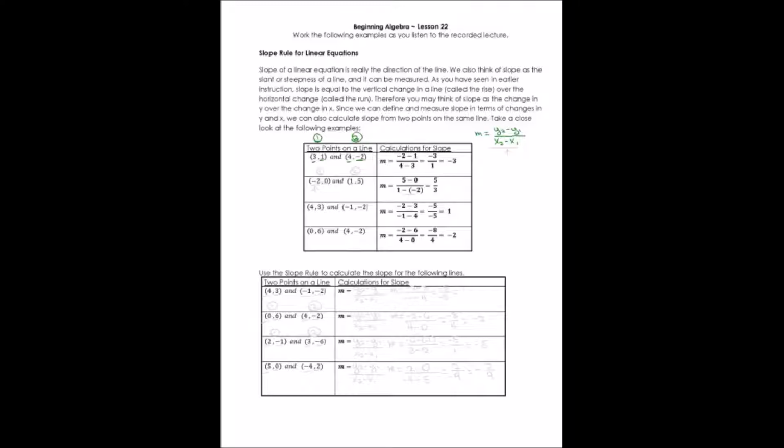After you've filled in the coordinates, all you have to do is do the algebra. Negative 2 minus 1 is a negative 3. 4 minus 3 is 1. So my slope is negative 3 over 1, or just negative 3.